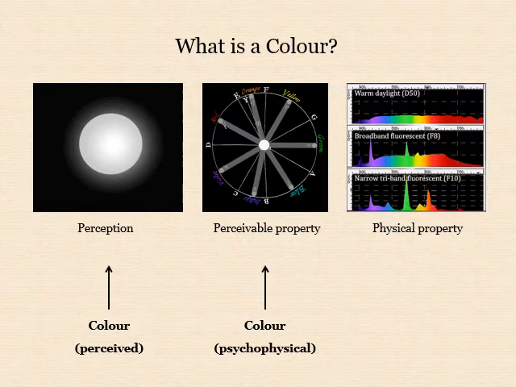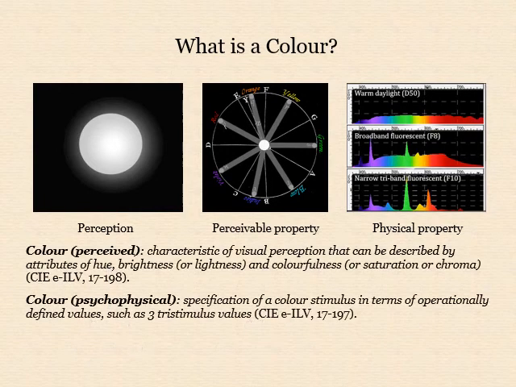The CIE International Lighting Vocabulary acknowledges two senses of the word colour and provides formal definitions of both. Perceived colour is defined as the characteristic of visual perception that can be described by attributes of hue, brightness or lightness, and colourfulness or saturation or chroma. White and various reds and greens are examples of perceived colours. Note that in CIE terminology, hue, brightness, lightness, colourfulness, chroma, and saturation are all defined as attributes of visual perception, not physical properties of lights or objects.